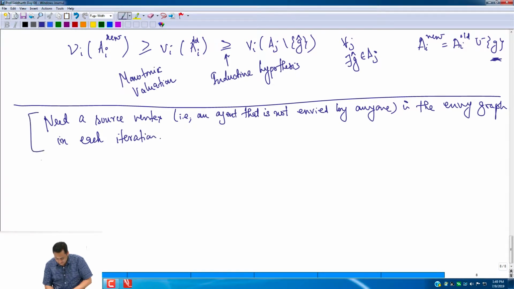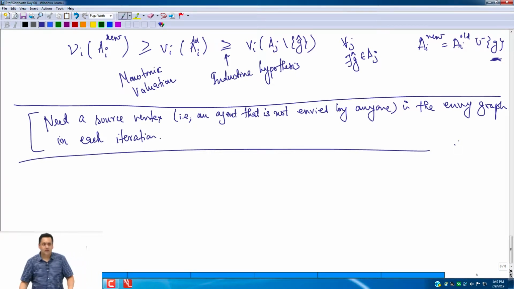So this is something we need, and as I said, in this case we make our own luck. We'll actually observe something that will allow us to find such a source vertex, find an agent that will be the recipient of the next good, find an agent that's a source, like will not be envied by anyone else as the algorithm progresses.